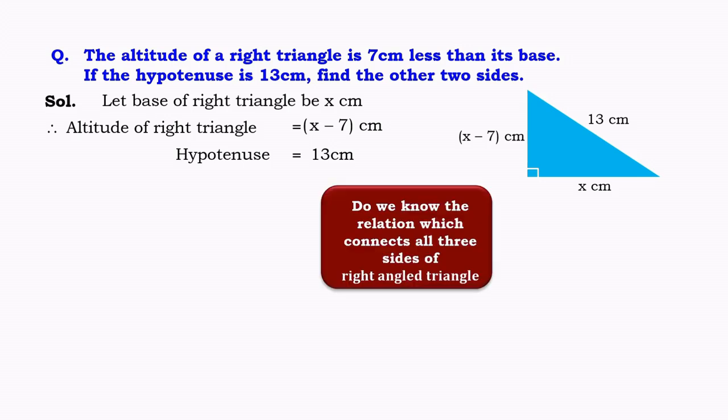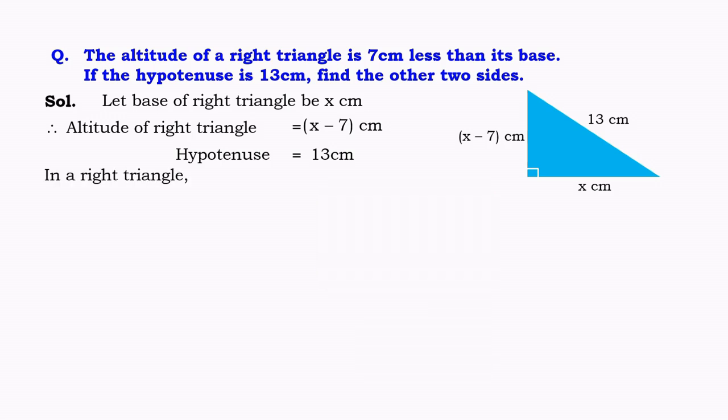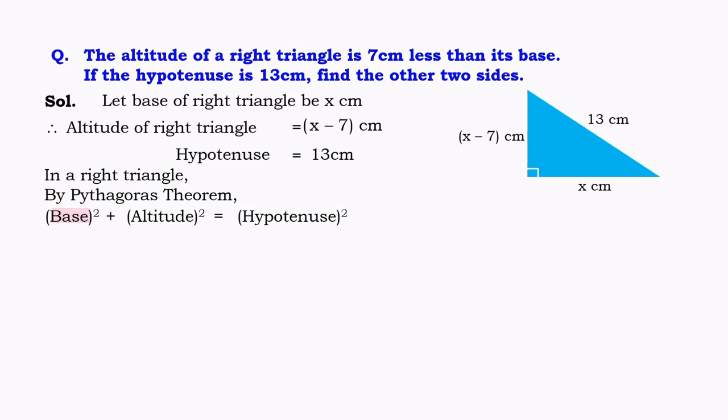The next step is to find a relationship that connects these three sides. Do we know any theorem that connects the base, altitude, and hypotenuse of a right-angled triangle? Yes, we do. It is the Pythagoras theorem. According to Pythagoras theorem, the square of the hypotenuse is equal to the sum of the squares of the other two sides. Using this theorem, we can form an equation involving the unknown variable x and then solve it. Let us apply the theorem in the next step.